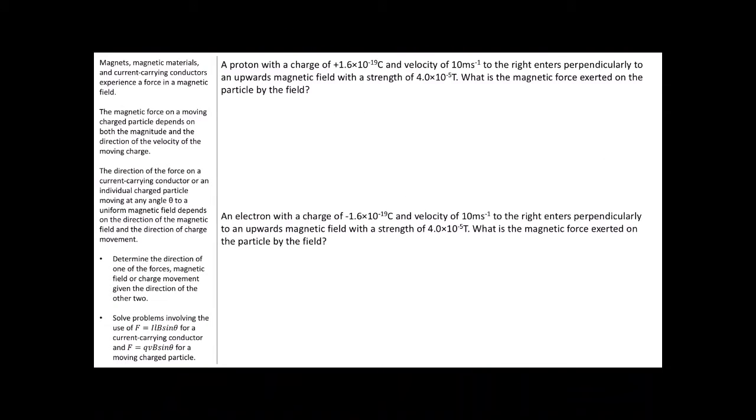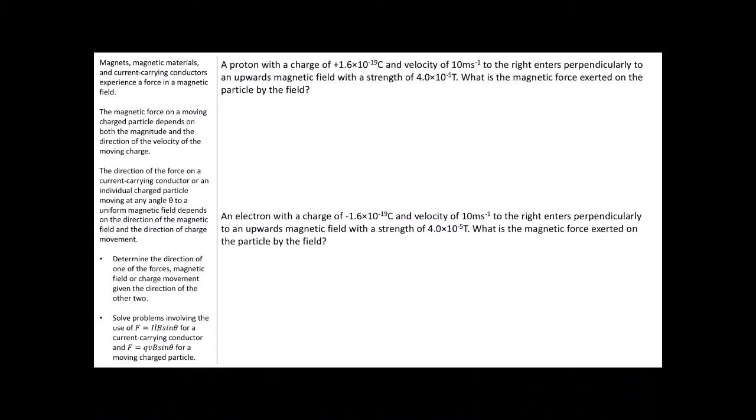As an example, we've got a proton with a charge of plus 1.6 by 10 to the negative 19 coulombs, and it's got a velocity of 10 meters per second to the right. It enters perpendicularly to an upwards magnetic field with a strength of 4.0 by 10 to the negative 5 teslas. We have to find what the magnetic force exerted on the particle by the field is.